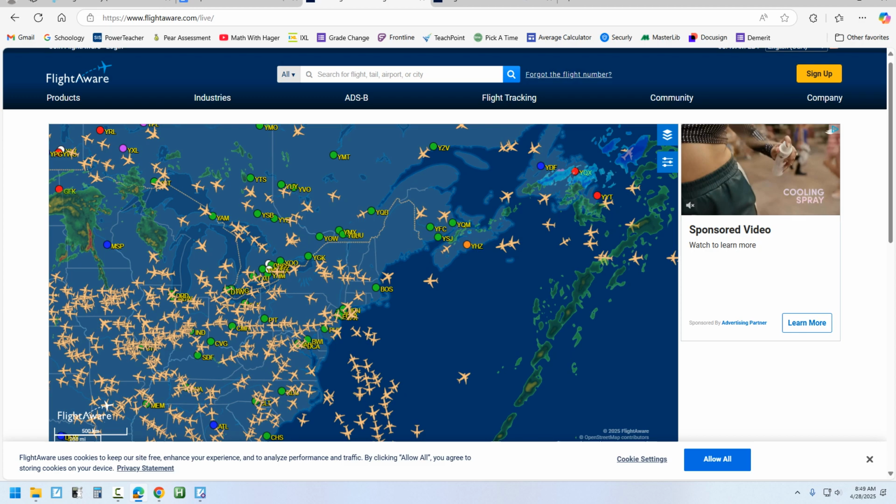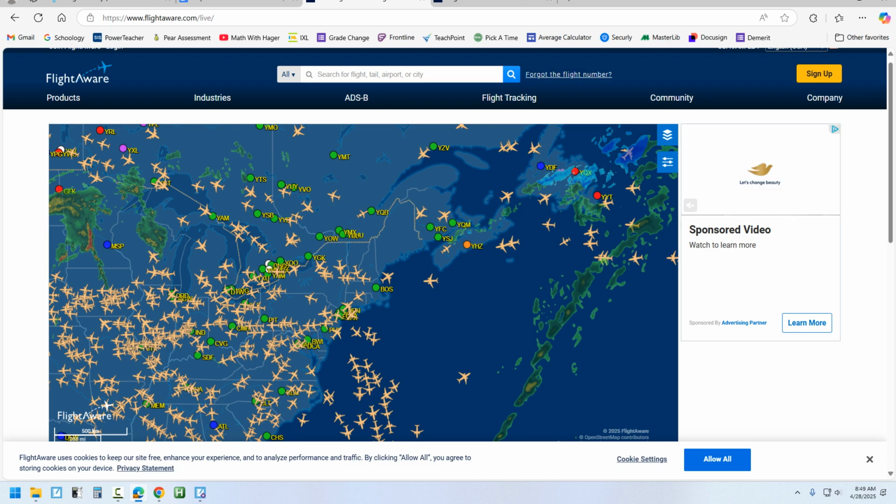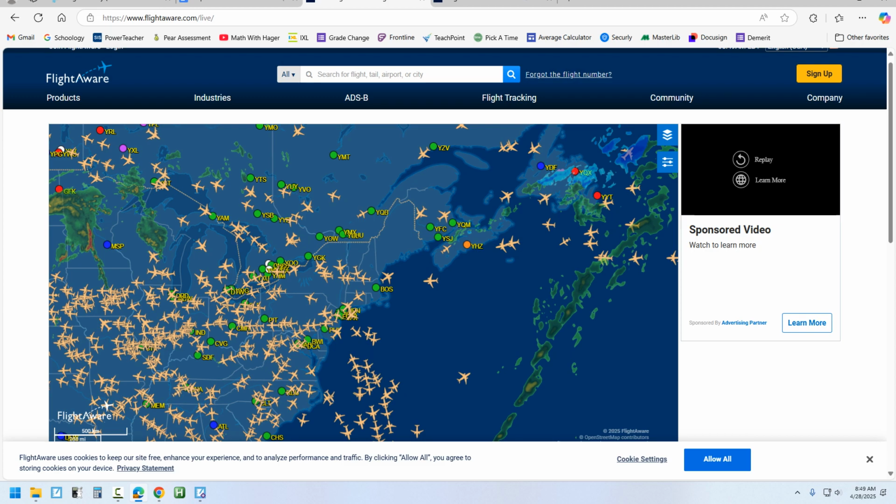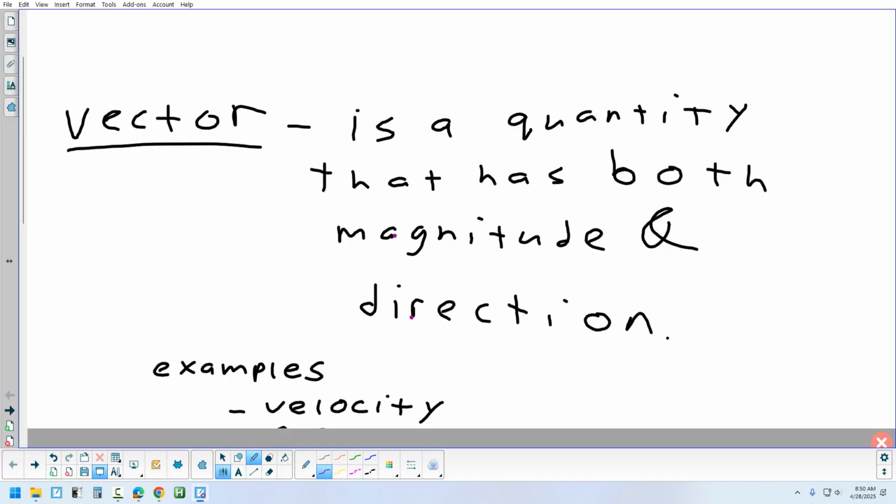And notice there's no planes around in this area, probably because it looks like there's a storm there. So that could force a lot of planes to be a little bit closer because they're trying to go around that storm. All right, so that's one example of a vector.